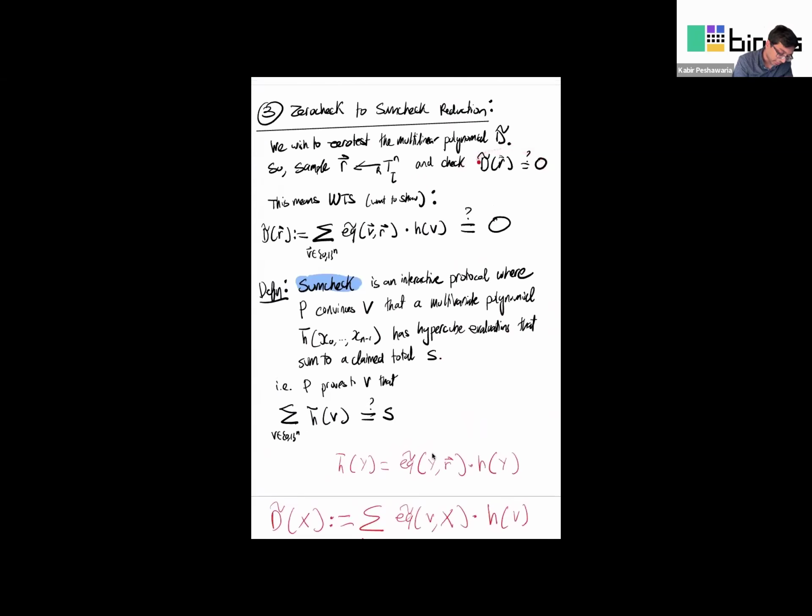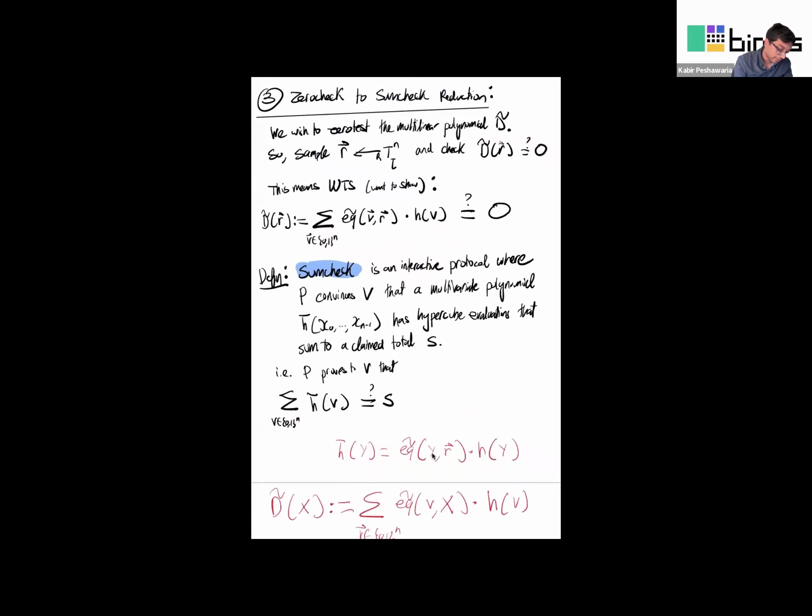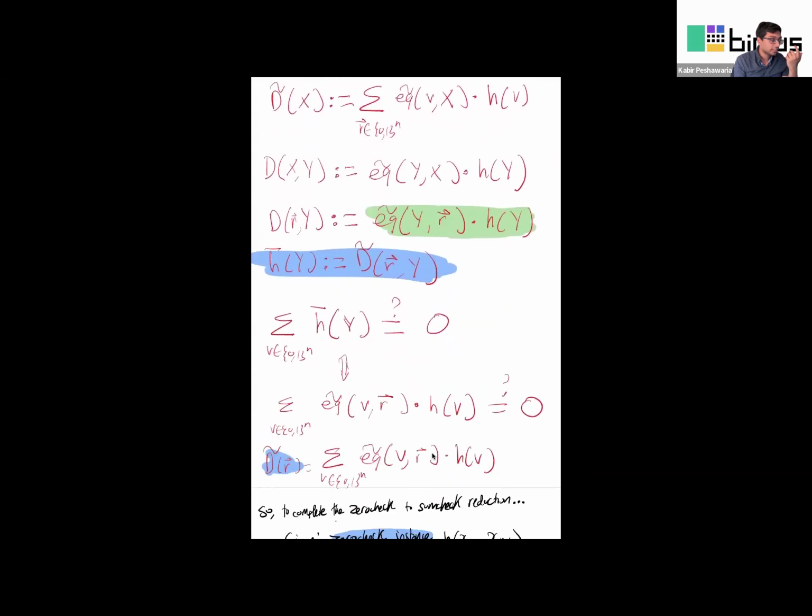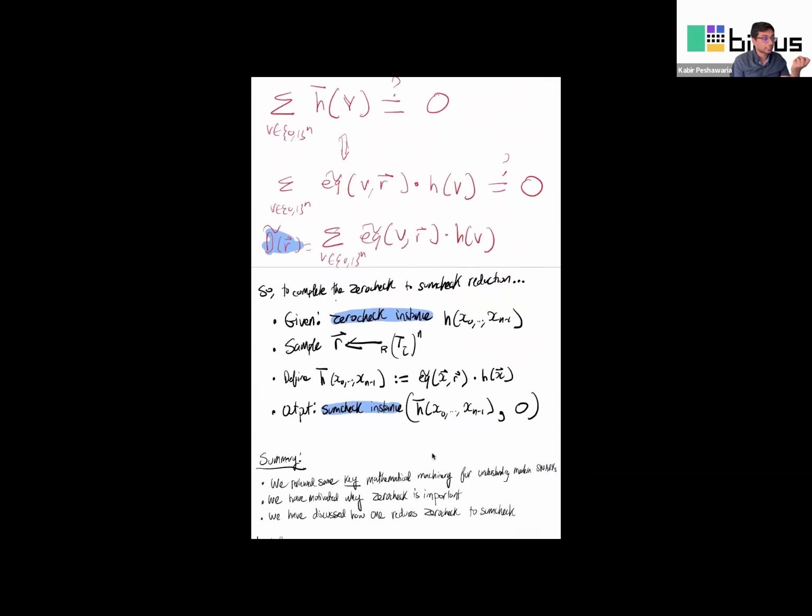So the mathematical thing we wanted to do really was evaluate d tilde at R. That's exactly the same mathematical expression as summing up over h bar over the entire hypercube. So that's how we do our Zerocheck to sumcheck reduction.